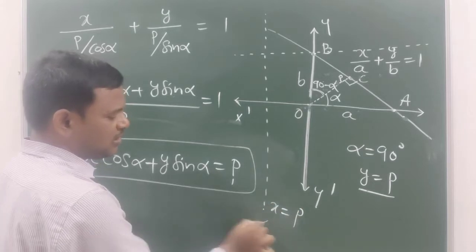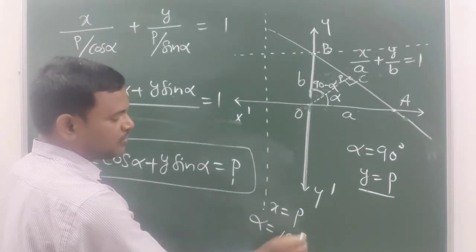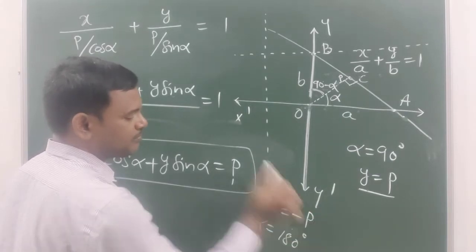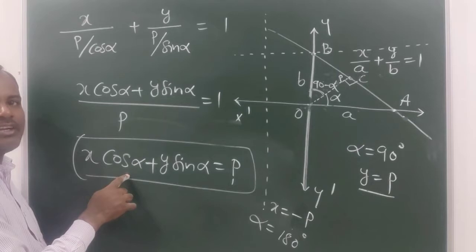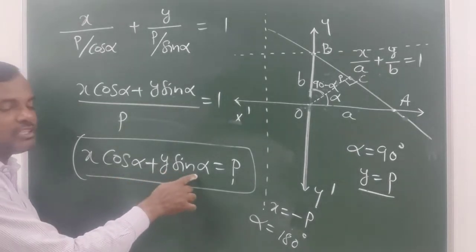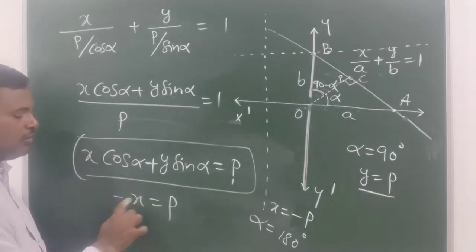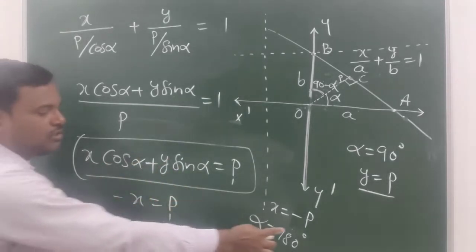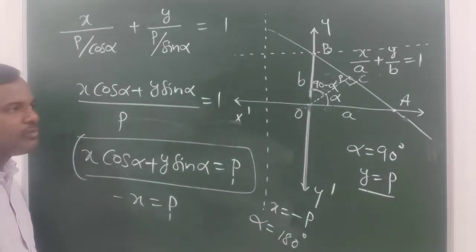Now in this case, alpha will be 180 degrees. X equal to minus p we get. So when you write alpha 180 degrees here, cos of 180 degrees is equal to minus 1, sin 180 is 0. So here minus x equal to p. When you multiply on both sides with minus, you will get x equal to minus p.